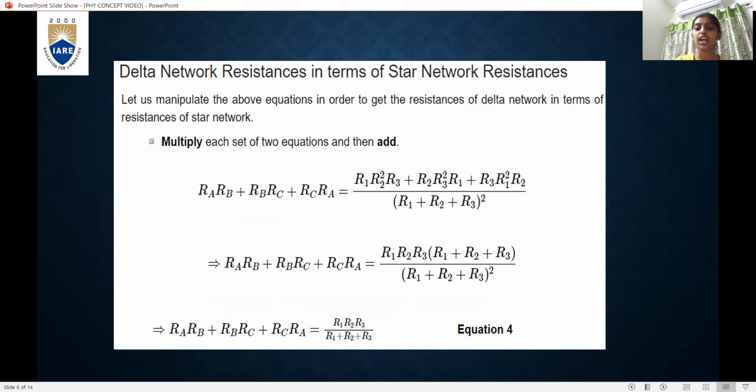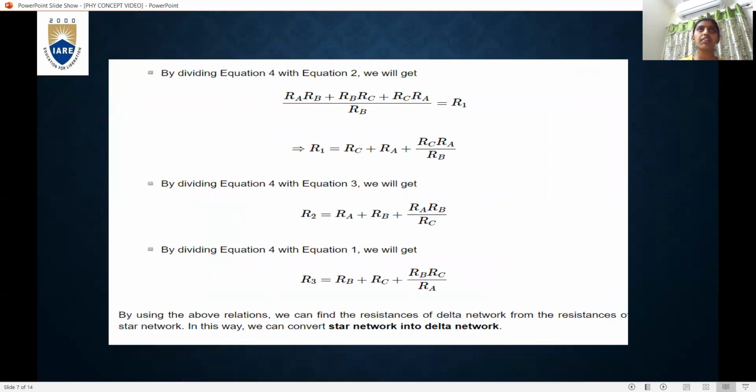So here we are going to cancel one R1 plus R2 plus R3 in the numerator and denominator. Then our final equation will be RB plus RC plus RA is equal to R1, R2, R3 by R1 plus R2 plus R3. So this will be our fourth equation, that is equation number 4. So now we have derived equation number 1, equation number 2, equation number 3 and equation number 4.